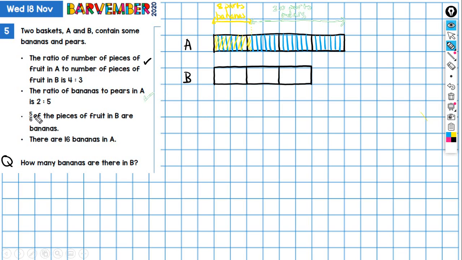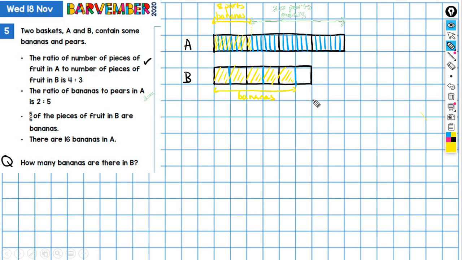What else are we told? 5/6 of the pieces of fruit in B are bananas. Well, B is already divided into thirds, so what I'm going to do is subdivide that so that I've now got 6ths. And what are we told? 5 of these 6ths represent bananas. So 1, 2, 3, 4, 5. So that's 5/6 bananas.